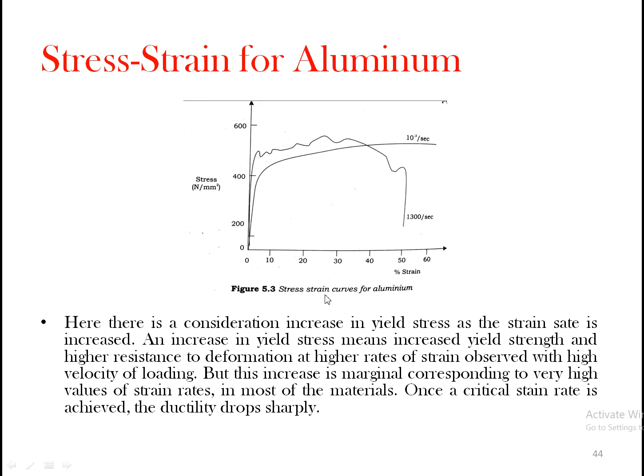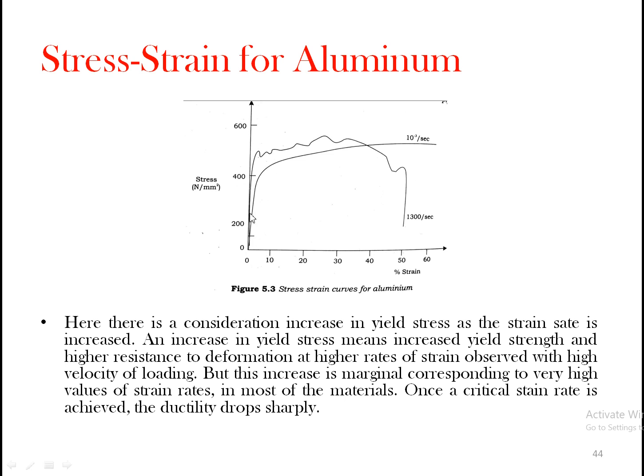Now an increase in yield stress means increased yield strength and higher resistance to deformation at higher rates of strain with high velocity of loading. But this increase is marginal, corresponding to very high values of strain rate in most of the materials. Once a critical strain rate is achieved, the ductility drops sharply. So as we have seen earlier, when aluminum was tested for high speed and for conventional, your stress strain curve is found something like this, as we have already learned in our previous instructor materials, right?